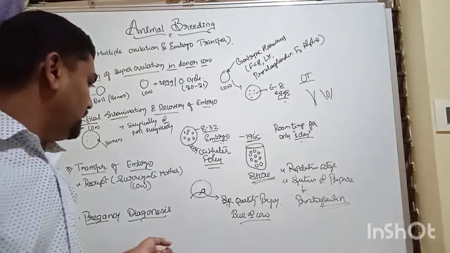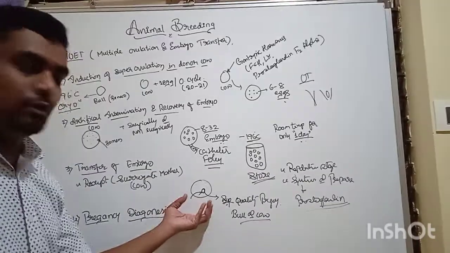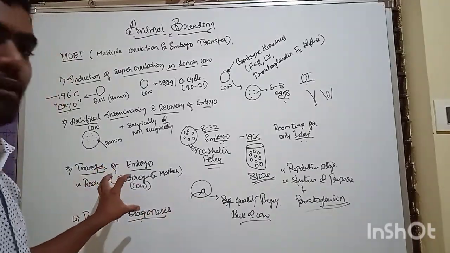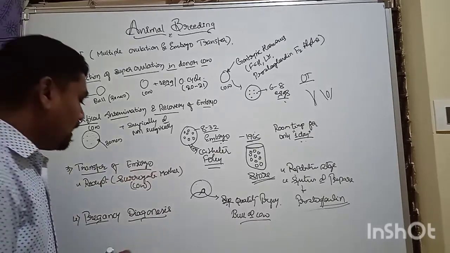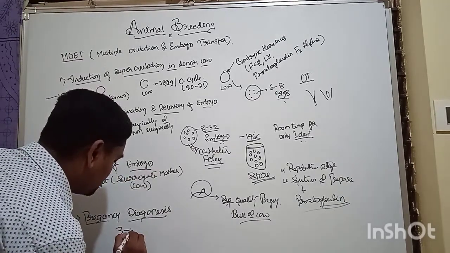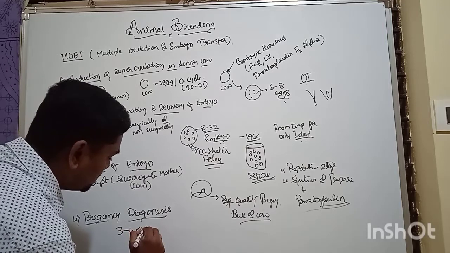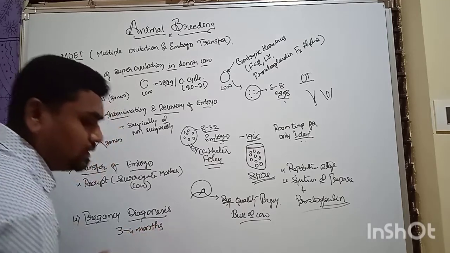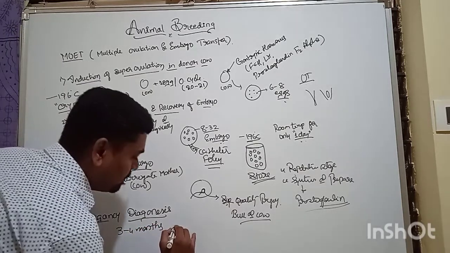Okay, next you have transferred the embryo. In the surrogate mother, the embryo is developing. After 3 to 4 months, one process is done.